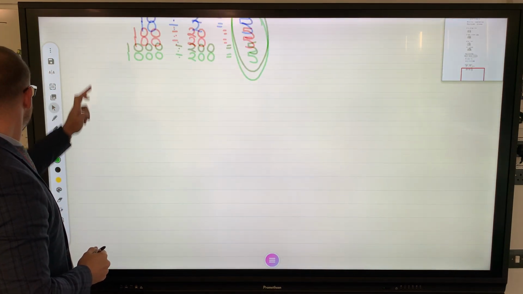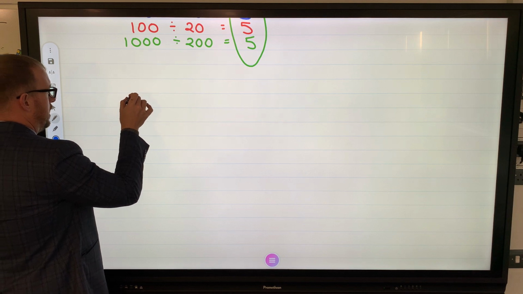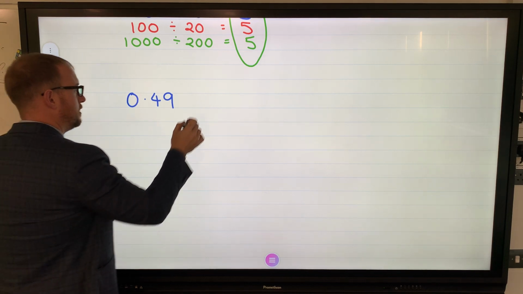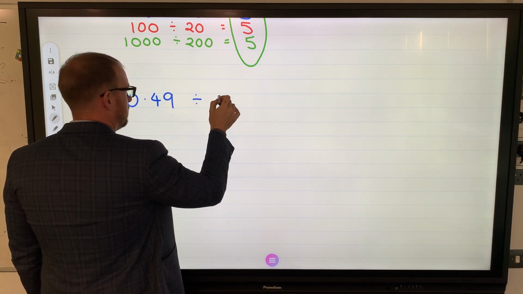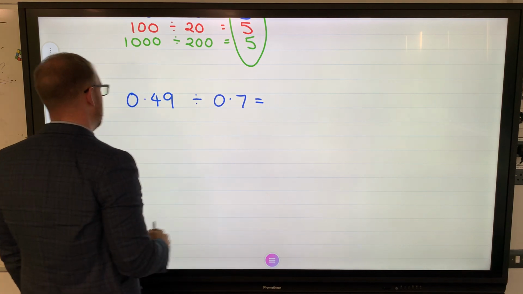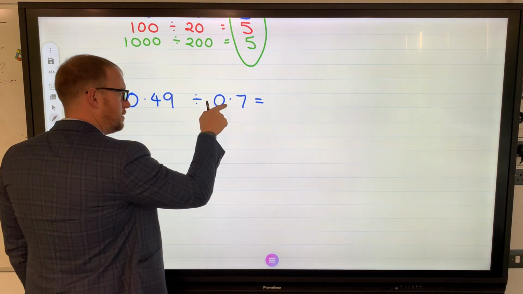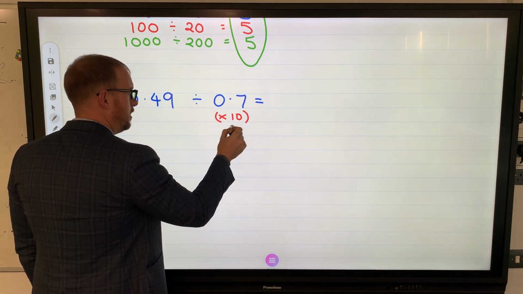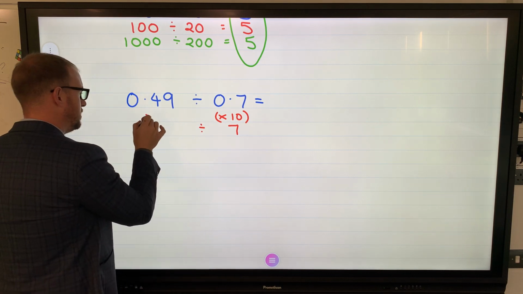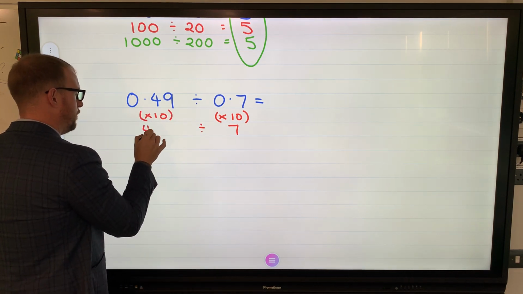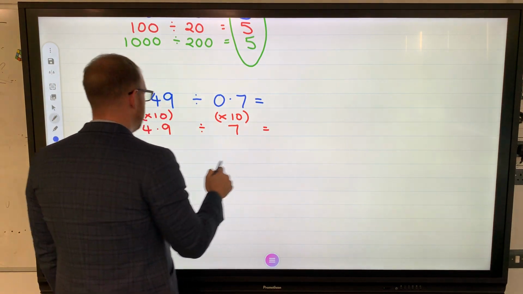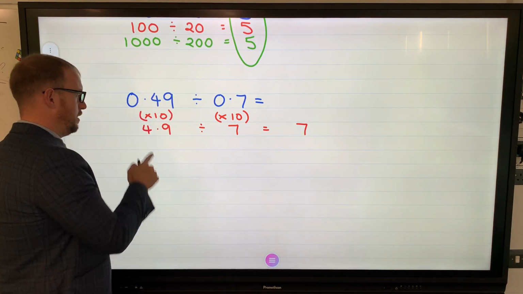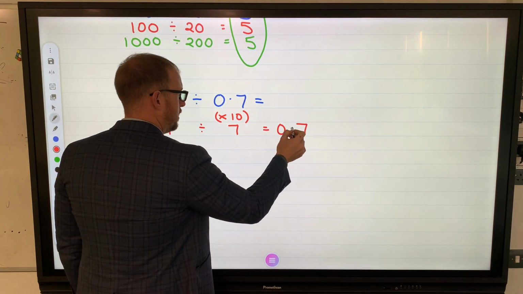If I had, let's say, 0.49 divided by 0.7. This one's the most important one. Let's times that by 10 to make it a whole number. So that's 7. Let's times this by 10 to make 4.9. 4.9 divided by 7, or 49 divided by 7, is 7. Be careful with the decimals.